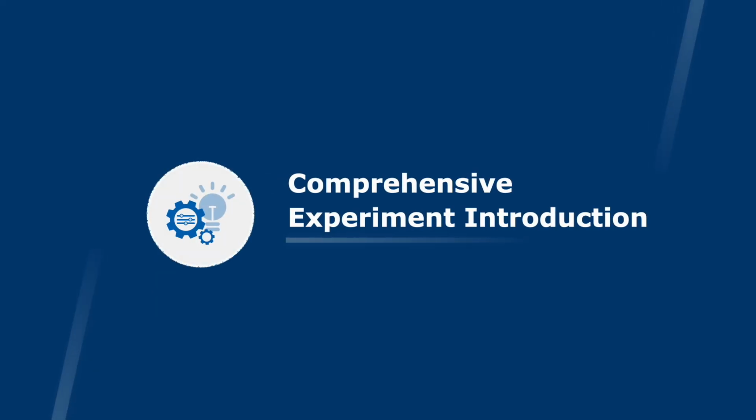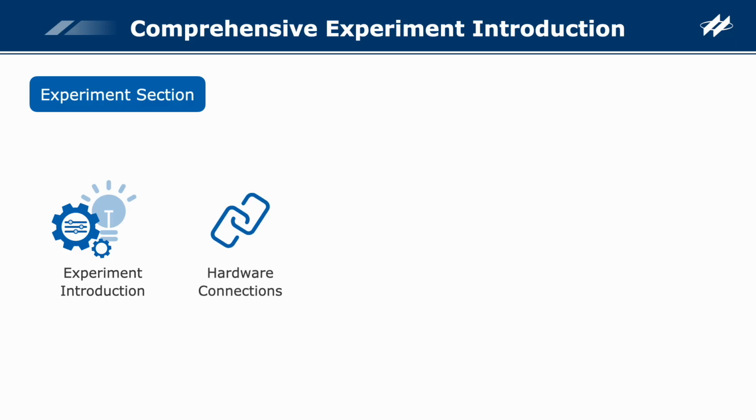Comprehensive experiment introduction. Each experiment is divided into the following 5 aspects, and a detailed introduction of each aspect is as follows. Experiment introduction. It explains the content of the experiment. Hardware connections. Design suitable hardware circuits based on the experiment requirements, and learn about hardware connections, etc.